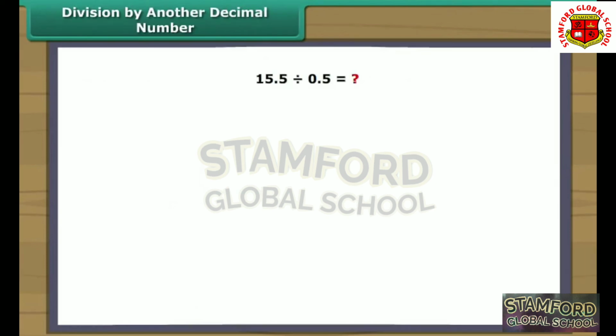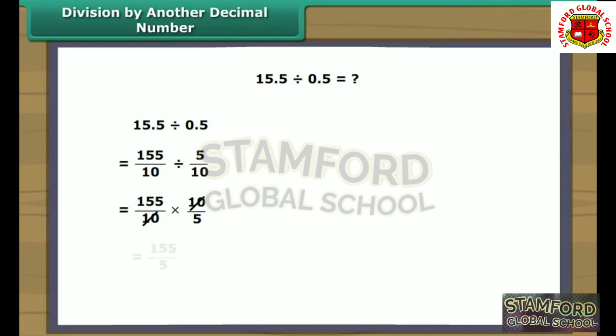Division by another decimal number. Let us learn the division of one decimal number by another decimal number. 15.5 can be written as 155 upon 10. Similarly, 0.5 can be written as 5 upon 10. We get 155 upon 10 multiplied by 10 upon 5. On simplifying this, we get 155 upon 5, which is equal to 31.